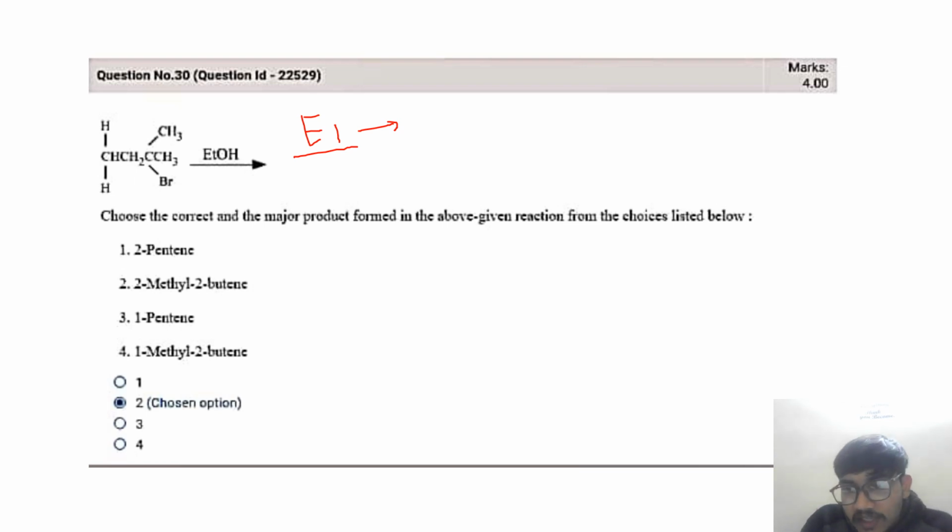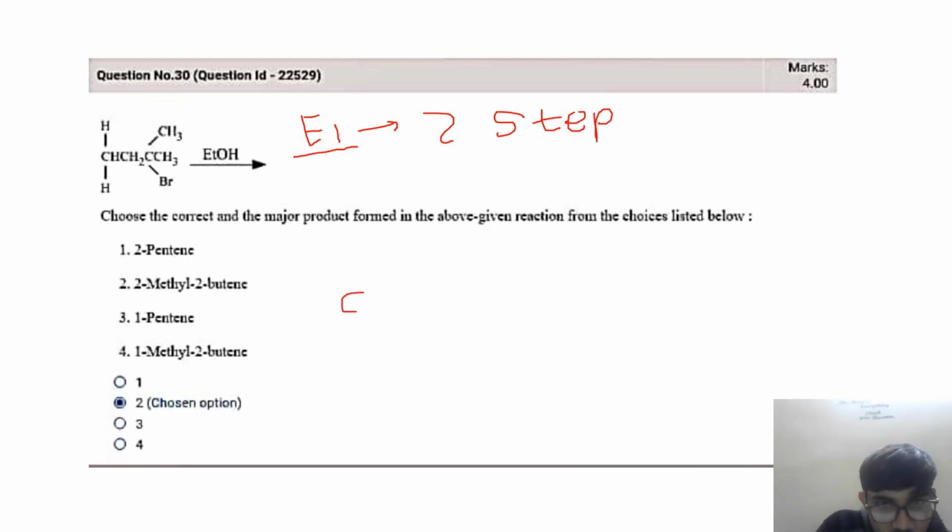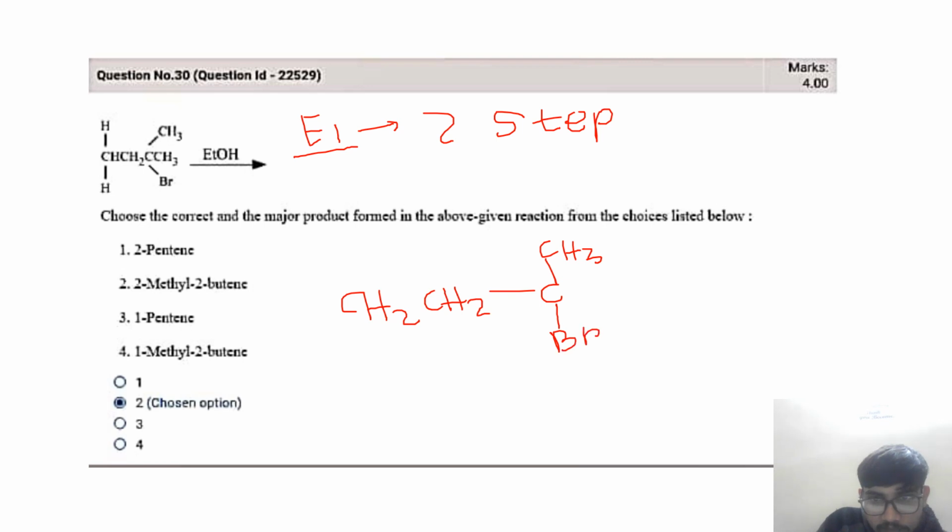So what happens in an E1 reaction? It is a two-step process: carbocation formation, and then the removal of a hydrogen, and then it forms the double bond, as I have already taught you. So what happens here, if you see this compound, they have given you CH2, CH2, then a carbon, on one side it is CH3, and here it is Br.